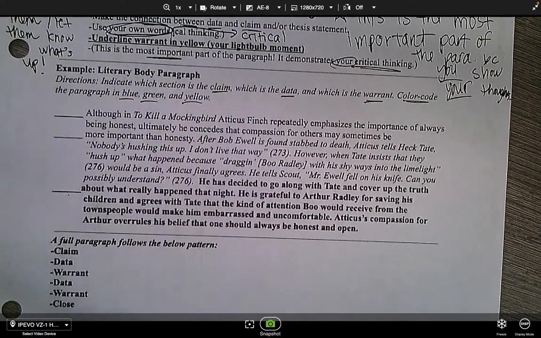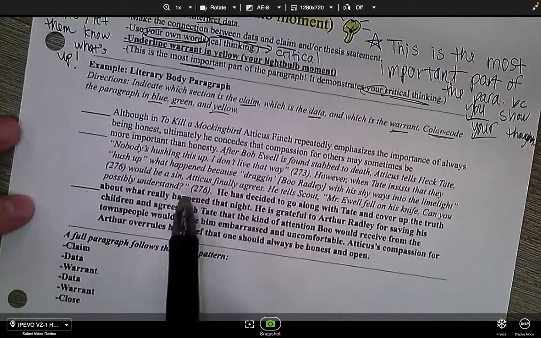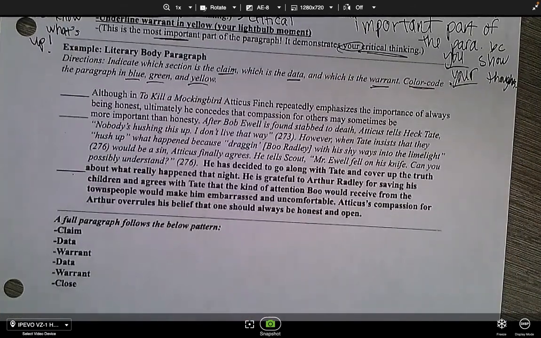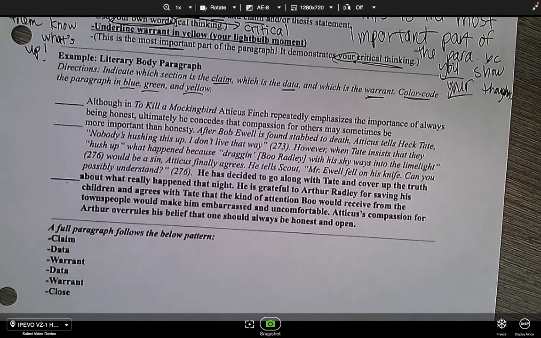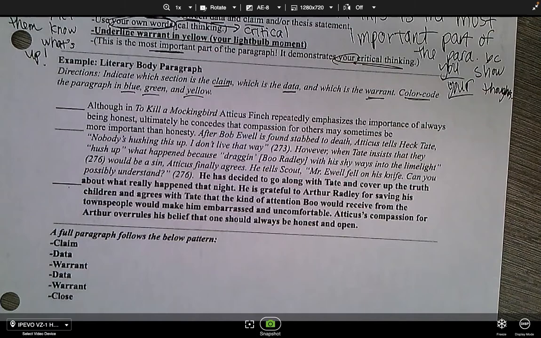And when you write your essays, this shows me your process. Like, did they think that this was data? Did they think they were giving commentary when they gave me another quote? So this is from To Kill a Mockingbird. To know where it starts and stops, the font changes. And I know some of you didn't read it last year. You don't have to have read it to understand it.